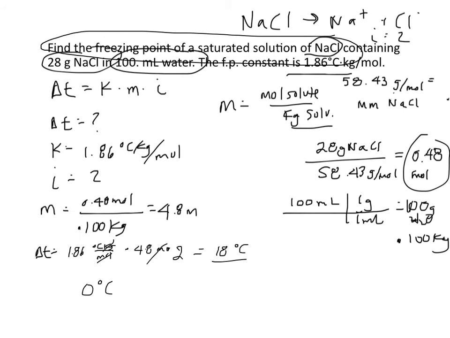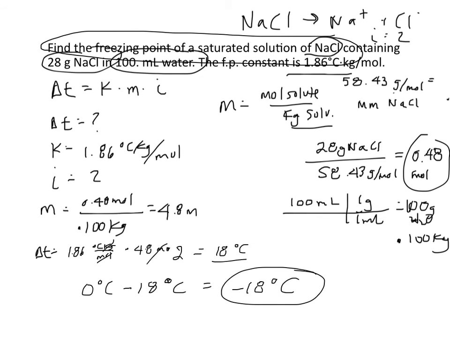Okay, and then I'm going to subtract my 18 degrees C. So the freezing point of my NaCl solution is going to be negative 18 degrees C. Okay, and this makes sense, guys, on a lot of levels.